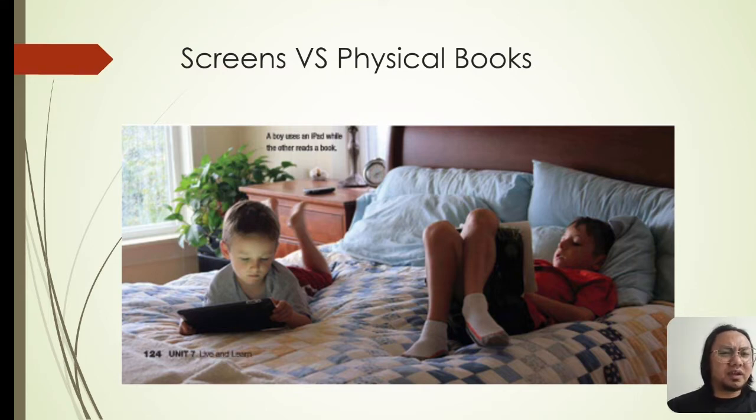So which one do you think is better in terms of the development of the kid's brain, in terms of the education that they are going to get? Will it be different if the kids are reading from a physical book compared to on a screen? What do you think about this particular picture? Do you agree with kids having screen times and reading from screens, from a laptop or from a tablet? Or would you rather prefer kids reading from physical books?